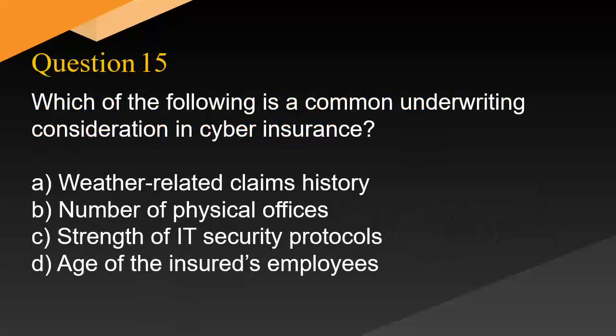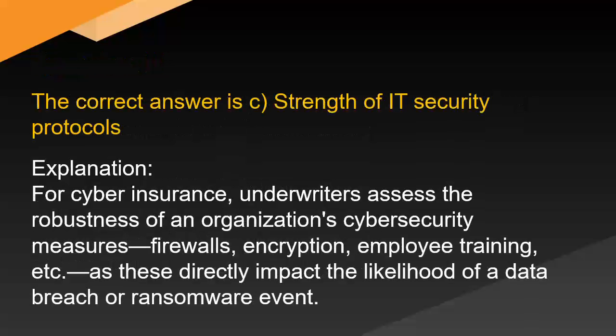Which of the following is a common underwriting consideration in cyber insurance? A. Weather-related claims history. B. Number of physical offices. C. Strength of its security protocols. D. Age of the insured's employees. The correct answer is C.